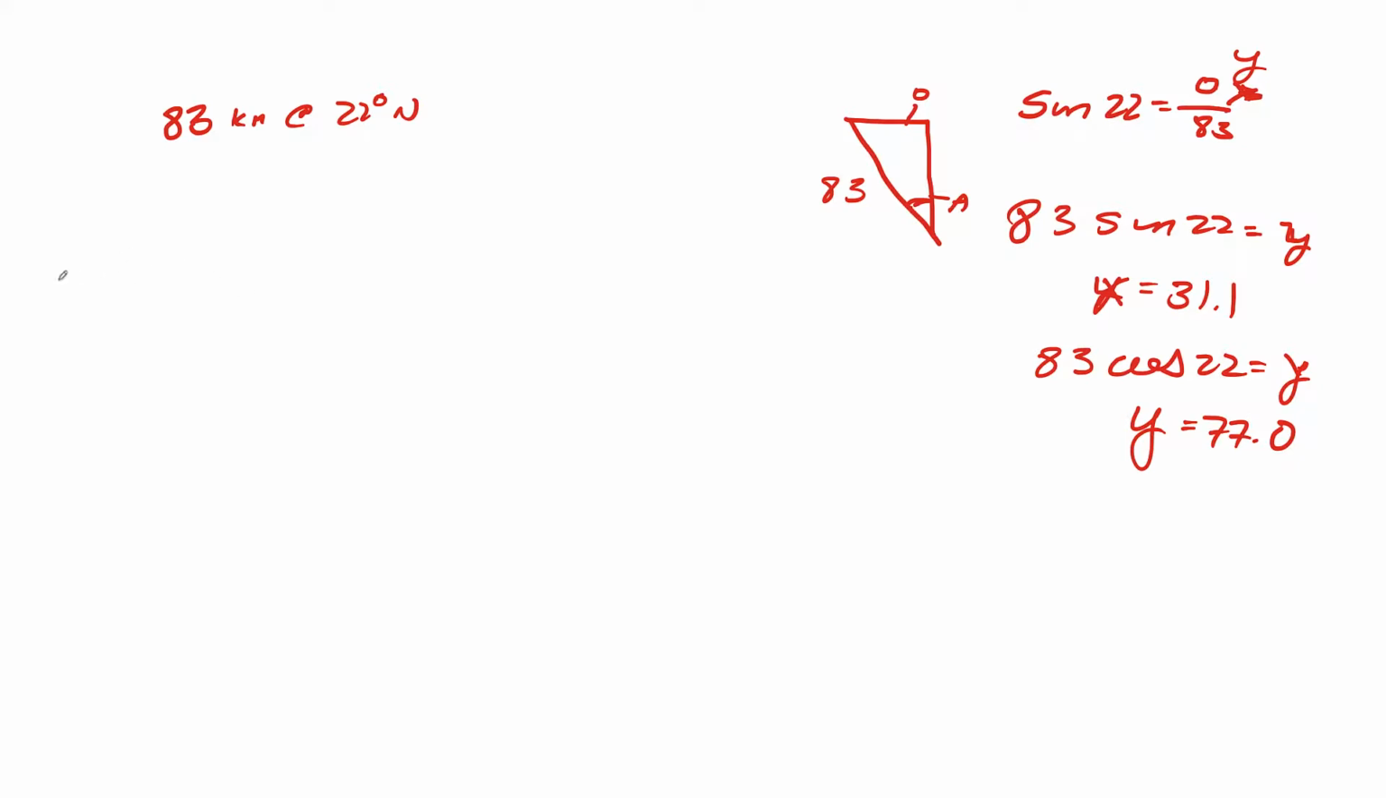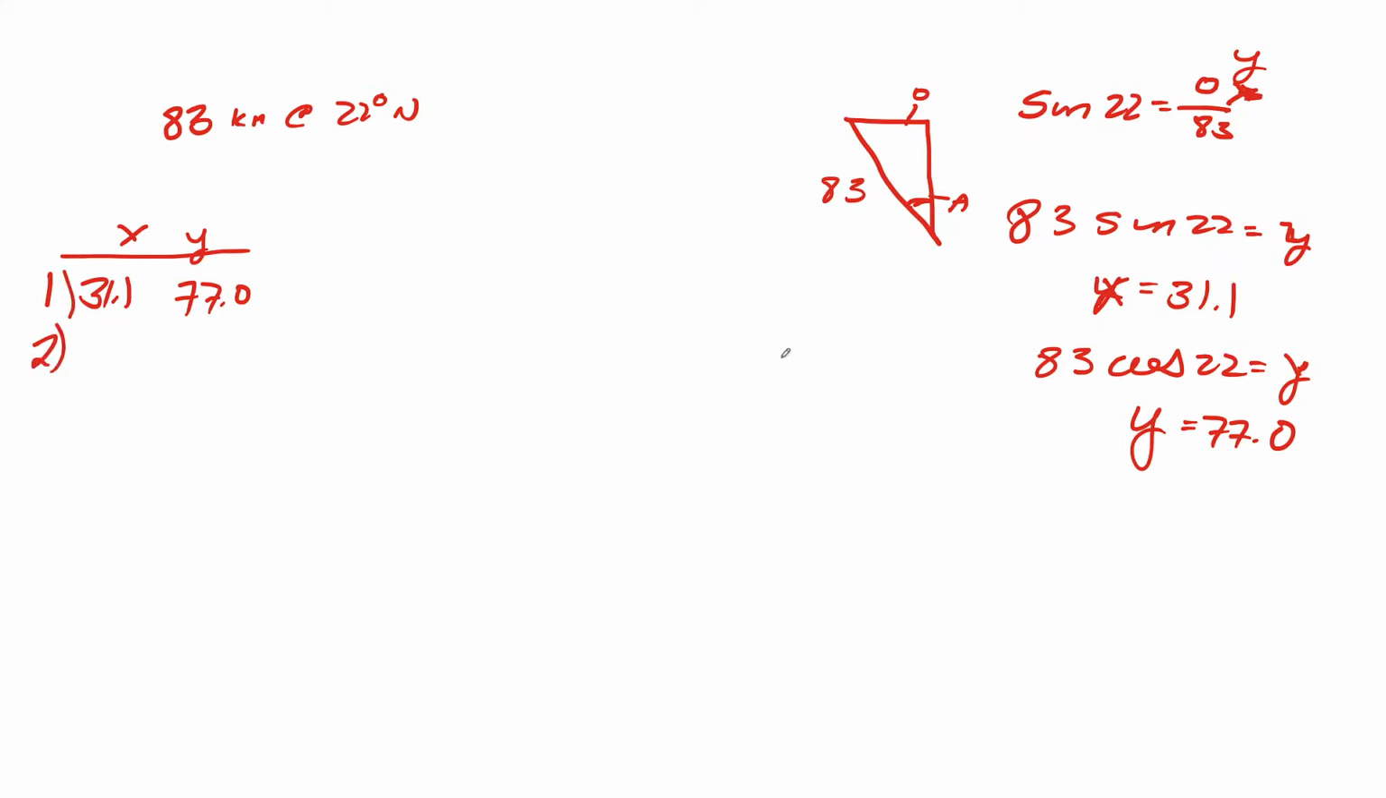So what we have is for vector 1, the x and y components. X is going to be 31.1 in the west direction, and y is going to be 77, and it's going in the north direction. I can say since it's x, this is going to be negative, but since I know it's going west and all my other directions are going west, I'm going to keep this positive for right now.